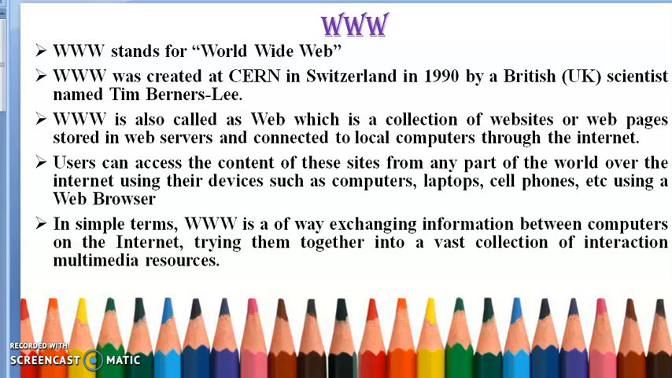Users can access the content of the sites from any part of the world over the internet using their devices such as computers, laptops, cell phones, etc., using a web browser. In simple terms, WWW is a way of exchanging information between computers on the internet, tying them together into a vast collection of interactive multimedia resources.